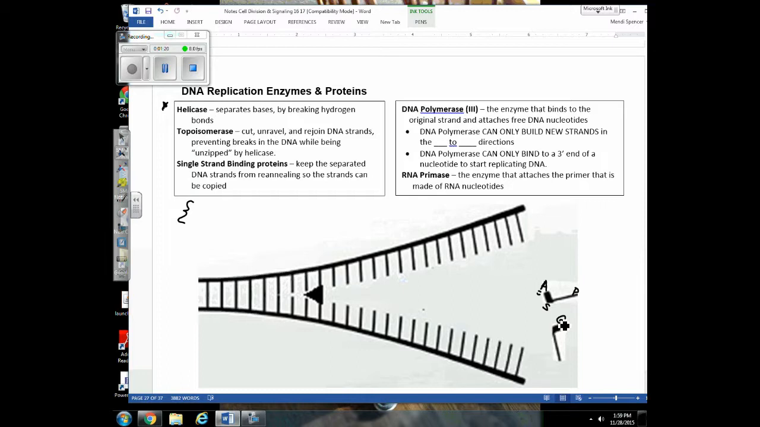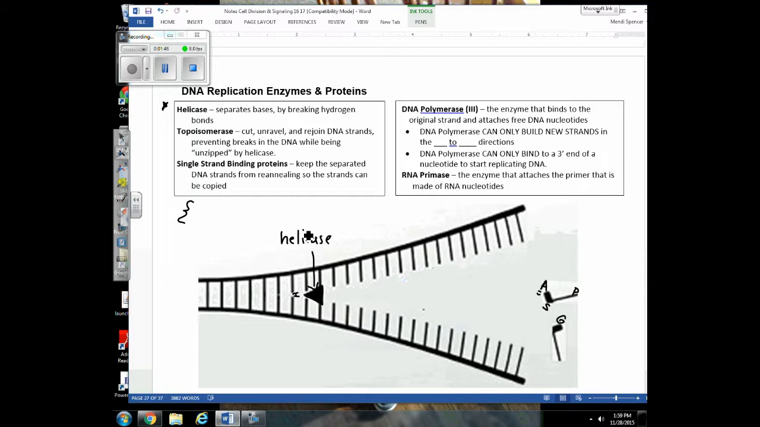In pre-AP, we learned about this guy right here, and it is opening up the DNA strand. So basically, we're breaking those H bonds. Remember, there's H bonds here, holding the bases together. And helicase, so let's label it, is the enzyme that unwinds the DNA or breaks apart the bases at the hydrogen bonds.